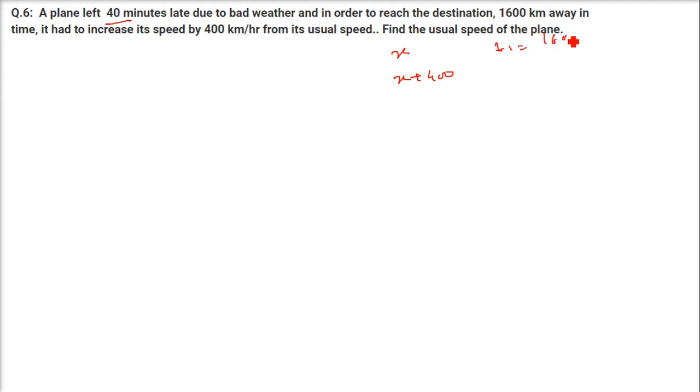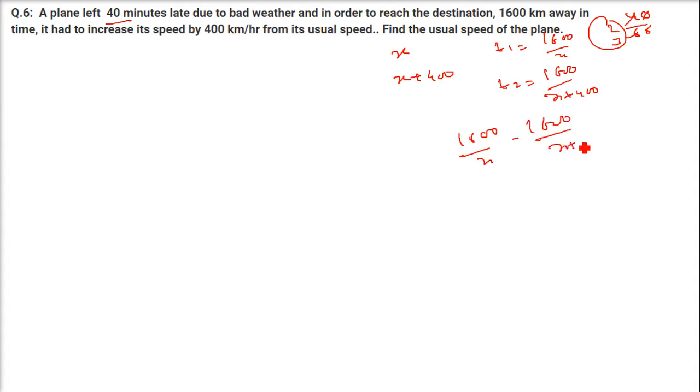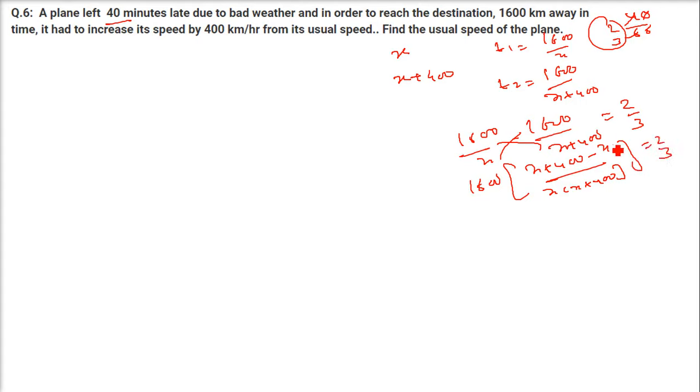So we take T1, as distance remains the same, 1600 by x. T2 becomes 1600 by x plus 400. Now the difference of time is 40 minutes. 40 minutes is what? 40 by 60 hours. This will give you 2 by 3. 2 by 3 is the time. So the difference is 1600 by x minus 1600 by x plus 400 is equal to 2 by 3. Take 1600 common. You take x plus 400 here minus this x, by x into x plus 400, equal to 2 by 3.